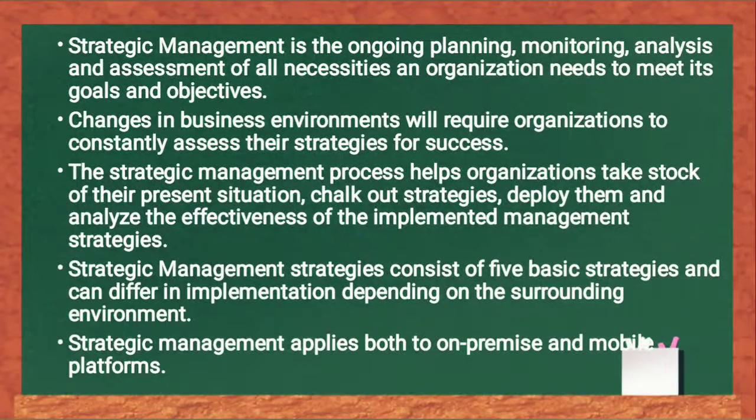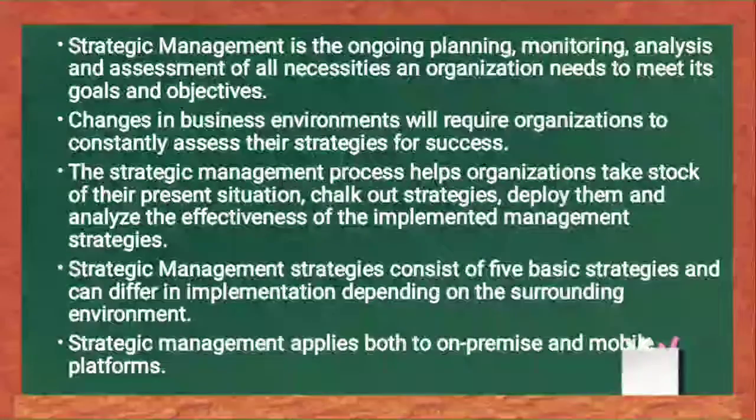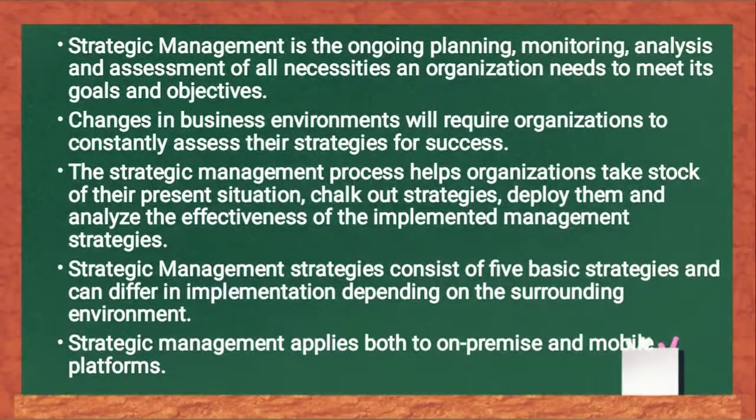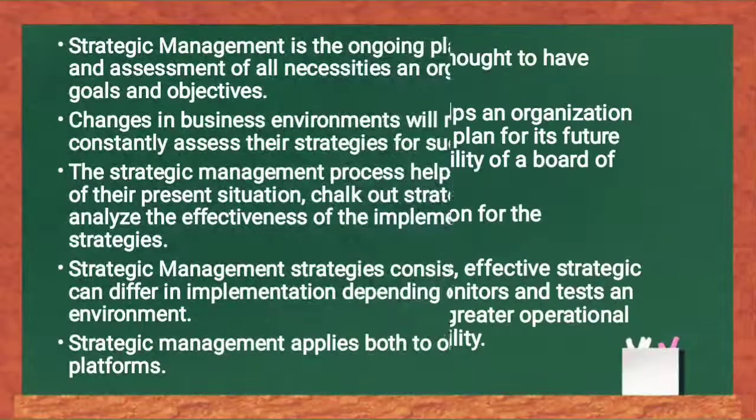The strategic management process helps the organization to stock out their present situation, chalk out the strategies, deploy them, and analyze the effectiveness of the implemented management strategies. These strategic management strategies consist of 5 basic steps, which differ in implementation depending upon the surrounding environment. Strategic management applies to both on-premise as well as mobile platforms.